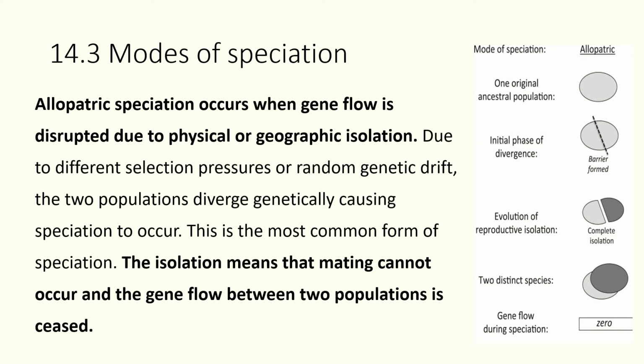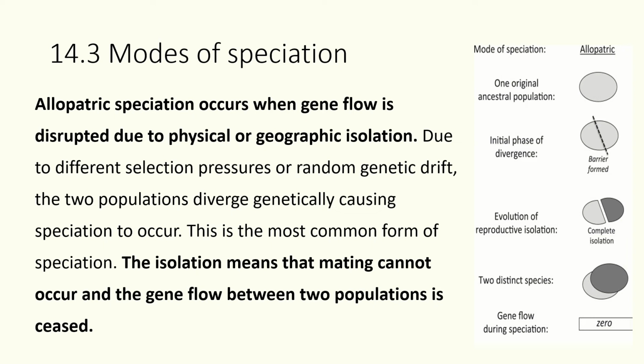So looking at our first one here, allopatric speciation, that's occurring when gene flow is completely disrupted. We have zero gene flow due to physical or geographical isolation. So two populations have been completely cut off from each other. As you can see in that diagram, some sort of barrier has been formed that completely isolates them.